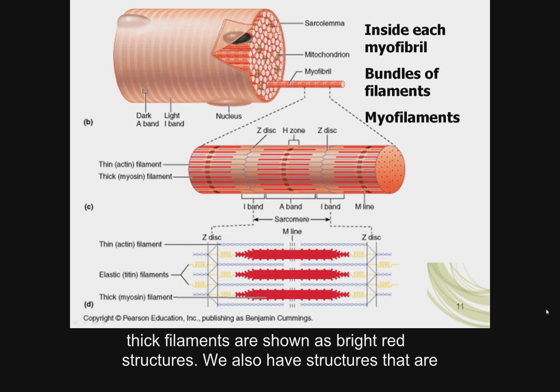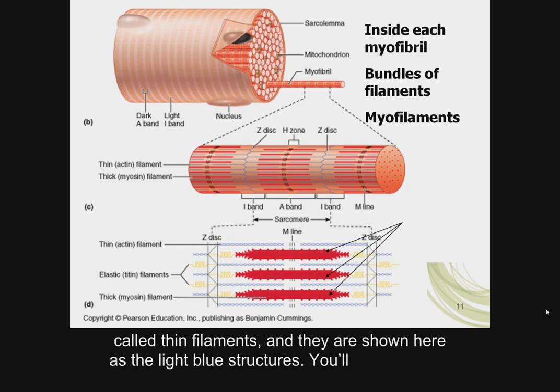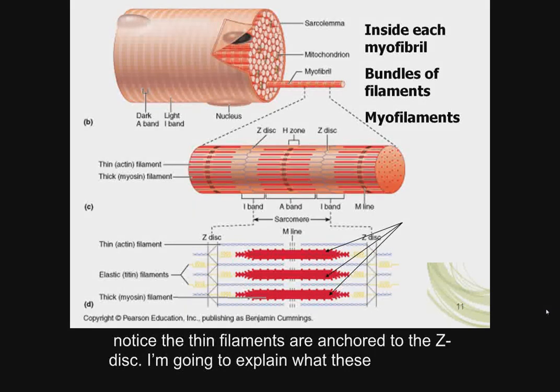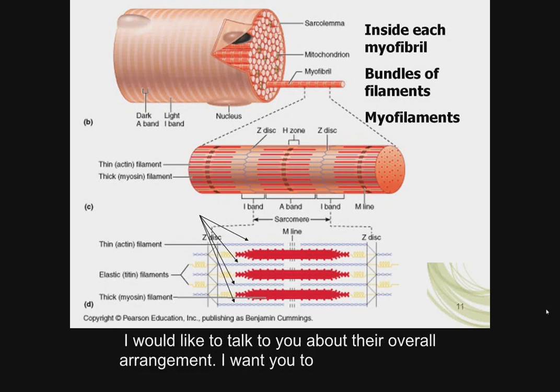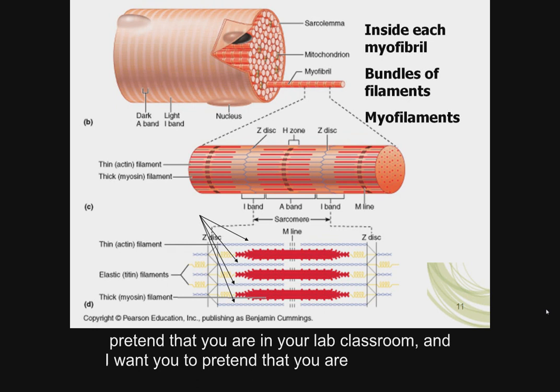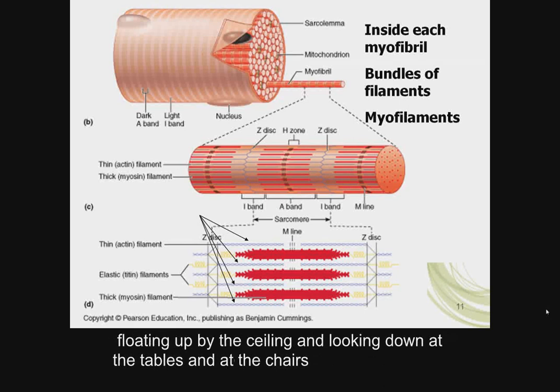Now, I want you to notice that we have bands of thick filaments. And these thick filaments are shown as bright red structures. We also have structures that are called thin filaments, and they are shown here as the light blue structures. You'll notice the thin filaments are anchored to the Z disc. I'm going to explain what these thick and thin filaments are doing in the cell in the next few slides, but right now I would like to talk to you about their overall arrangement.